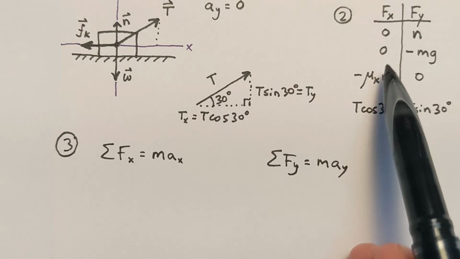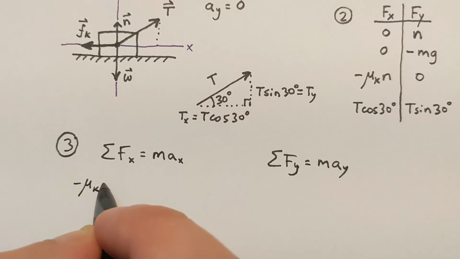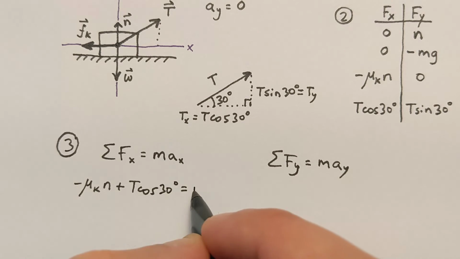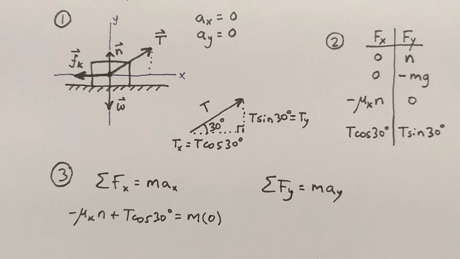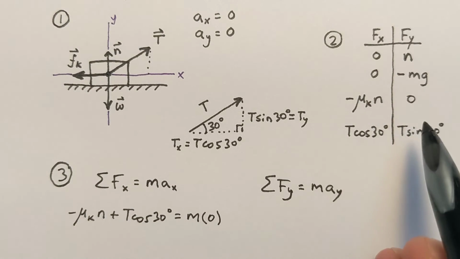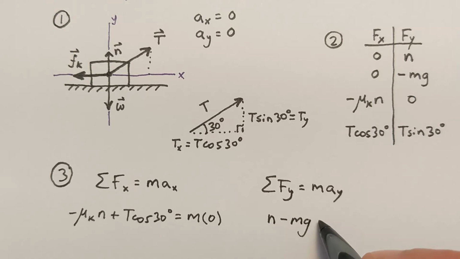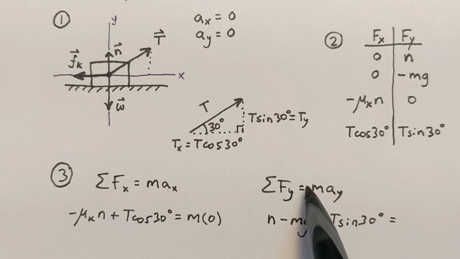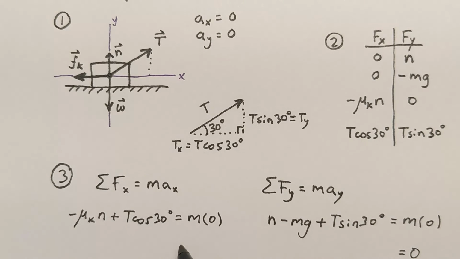We've got in the x direction 0 plus 0 plus negative mu k n plus t cosine 30. So that's negative mu k n plus t cosine of 30 equals mass times acceleration in the x direction, which we said was 0, so mass times 0. In the y direction, we've got normal force minus mg plus 0 plus t sine 30 equals mass times acceleration in y, which we said acceleration in y is 0, so mass times 0. This will come out to 0. This will also come out to 0.